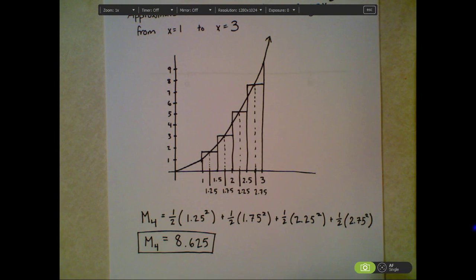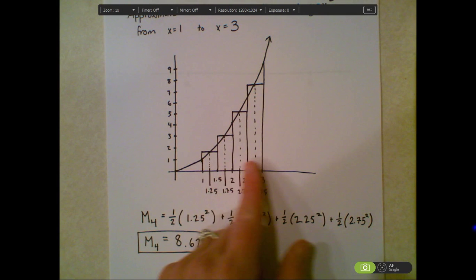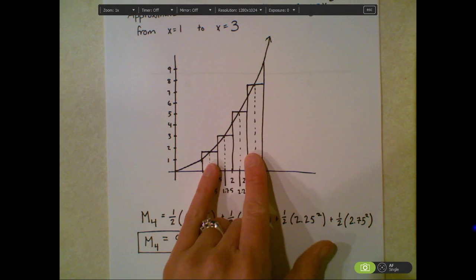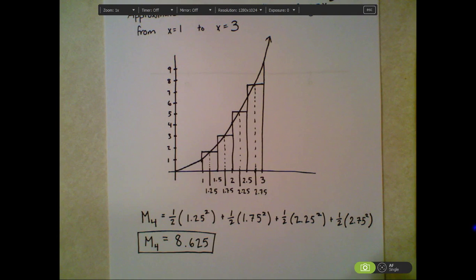The next question that you might ask is, why did I choose to do 4 rectangles? And I did it for the demonstration in this case, but as I choose more and more rectangles, this approximation is going to get closer and closer to the actual area. And that's what we're going to see using a little bit of technology in the next video.